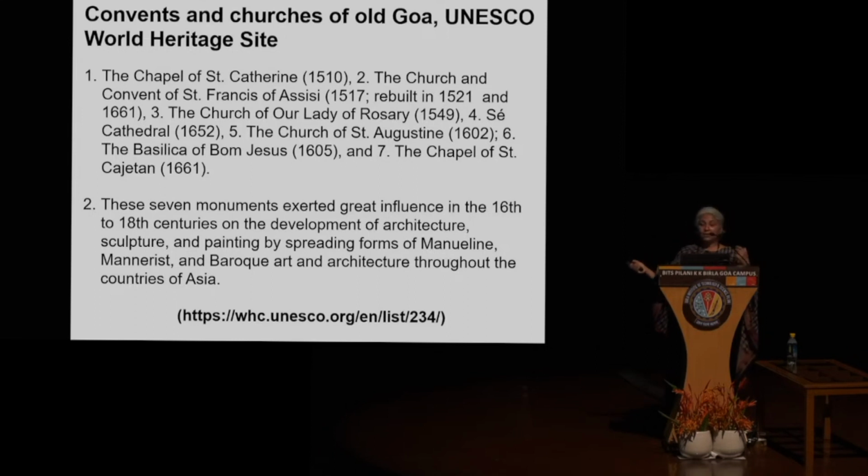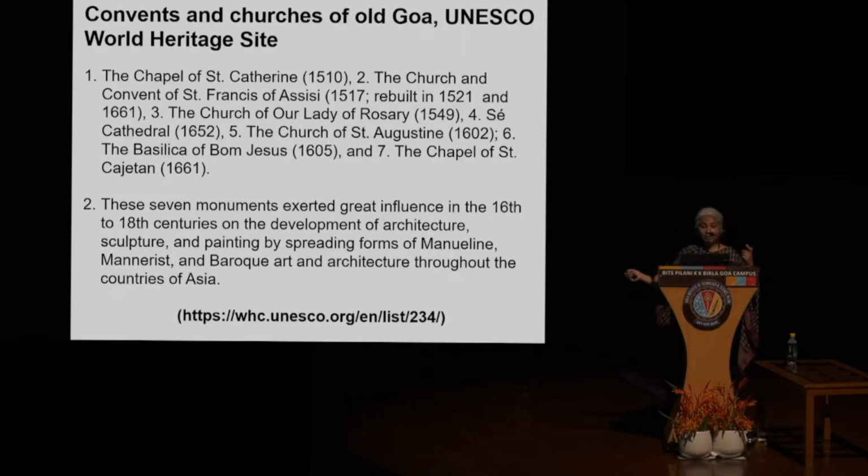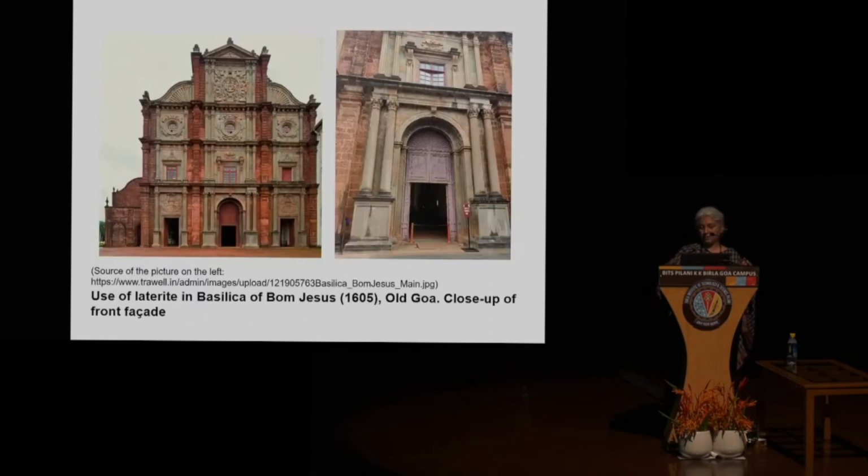So all these 7 groups of convents and churches form UNESCO sites, and why were they designated as a UNESCO site is because of the architecture, which involved Manueline architecture, which is very Portuguese architecture, then Mannerist, which is Renaissance, New Renaissance from Italy, and the Baroque architecture. So it's a merger of 3 different types of architecture which led to the designation of these as UNESCO sites.